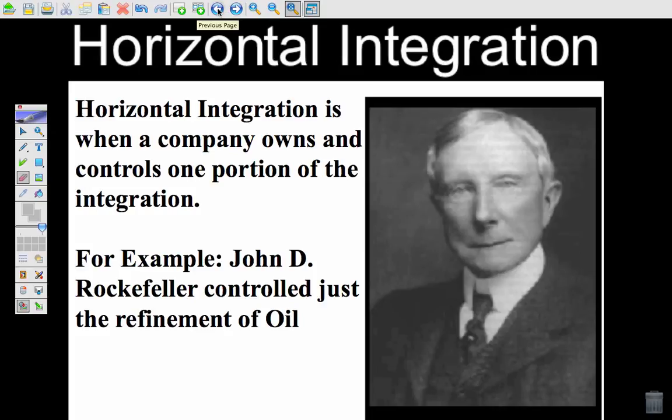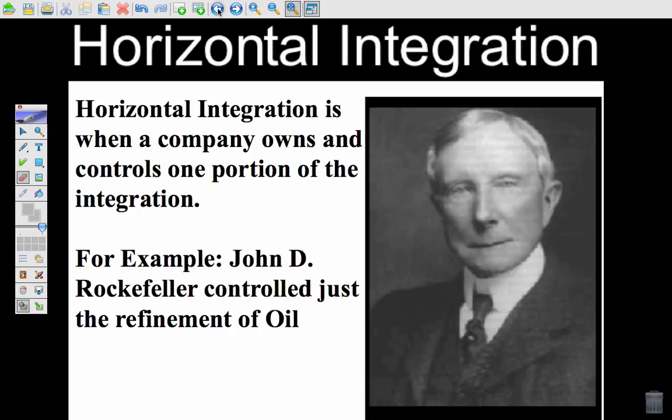Gospel of Wealth. I might actually skip this slide. This talks about Andrew Carnegie, and we'll come back to him, obviously, in just a second. But let's focus on horizontal and vertical integration for now. So I'll skip that slide. I'll come back to it, I promise, for you folks as well.